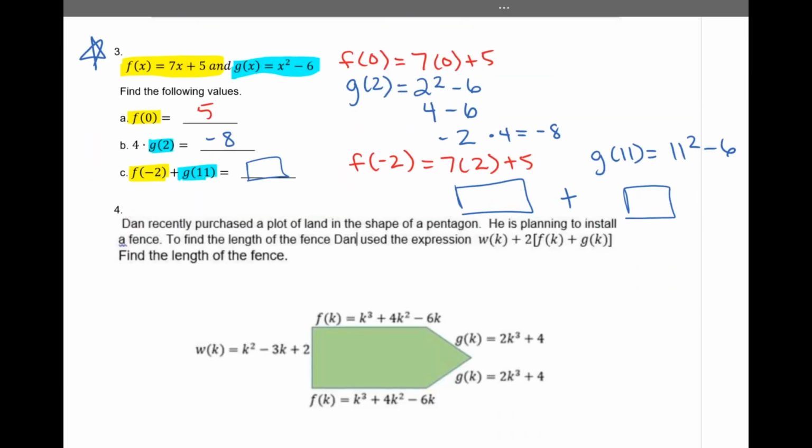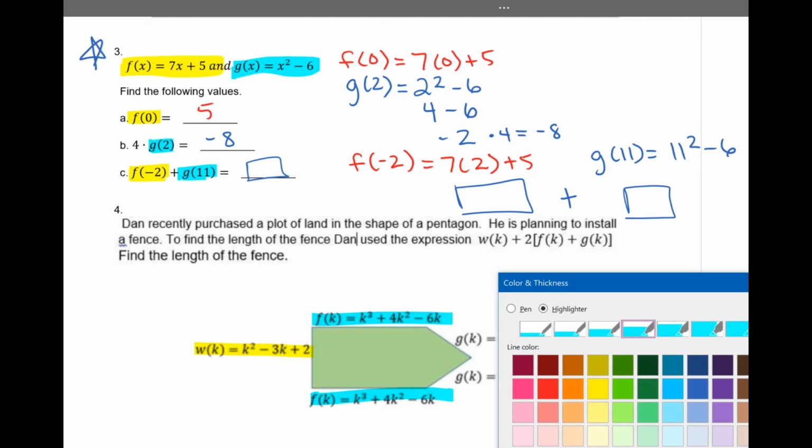Okay. Dan recently purchased a plot of land in the shape of a pentagon. He is planning to install a fence. To find the length of the fence, Dan used the expression, parentheses, f of k plus g of k. So all we're doing is we're taking this one and we're adding it to, we're essentially adding all the sides together.